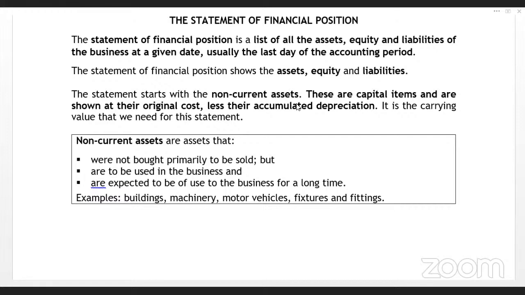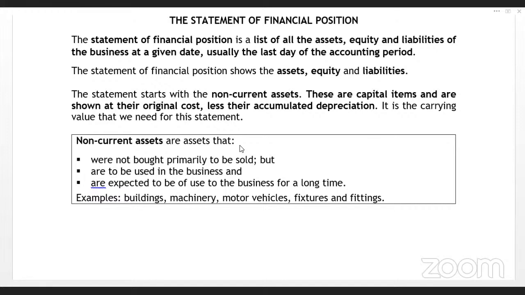Someone is saying here in the chat box that non-current assets are fixed assets. Okay. Maybe what you can say is that sometimes if you don't use the term non-current assets, you can use the term fixed assets.